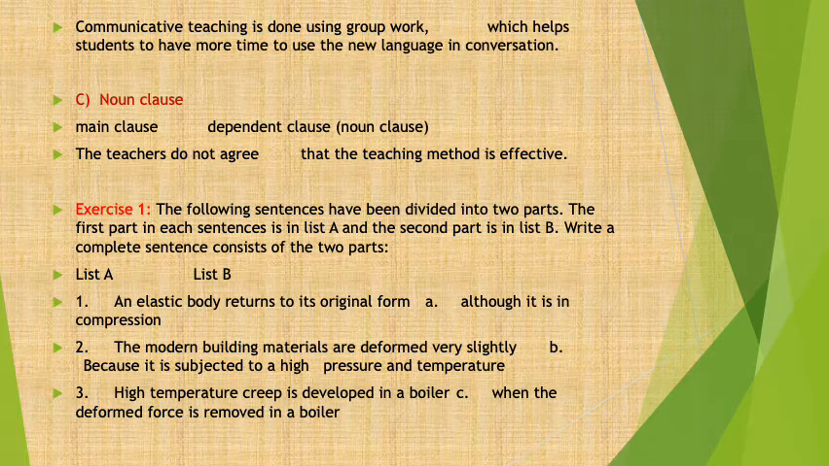As I said, we have adverb clause, adjective clause, and C we have noun clause. الnoun clause شلون يكون ترتيب الجملة؟ main clause عبارة رئيسية تأتي بالبداية، dependent clause اللي هي نفسها الnoun clause. The teachers do not agree that the teaching method is effective. The first clause is the main clause, and the second clause هذه يسموها noun clause or dependent clause.